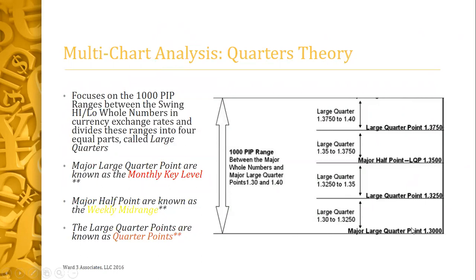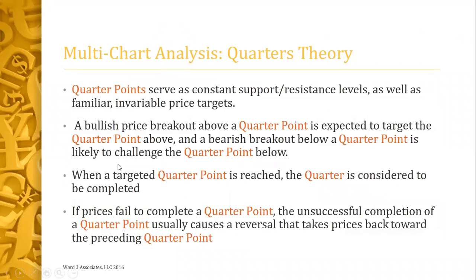Let's say price breaks up above this, its next ceiling or support is going to be this mark. But more times than not, these large quarter points right here are broken through. So we don't really worry about those. When a targeted quarter point is reached, the quarter is considered to be completed. If price fails to complete a quarter point, the unsuccessful completion usually causes a reversal and takes price back toward the preceding quarter point.